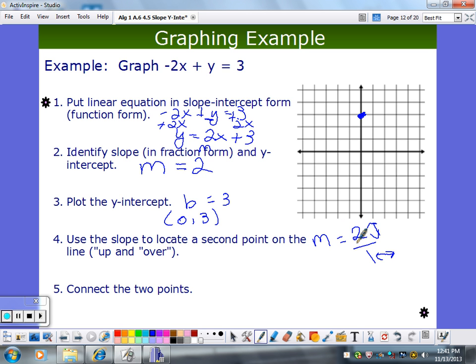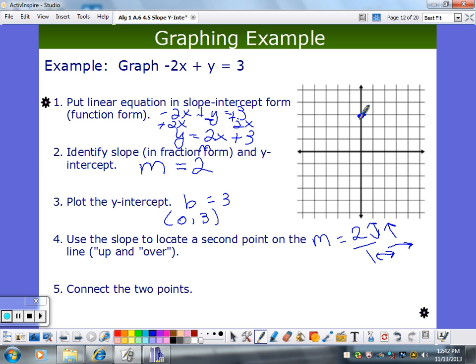So let's see. 2 is a positive number. Is a positive number an up direction or down direction? It's an up direction. And this is a positive 1. Is 1 a positive number going to go to the right or the left? It's going to go to the right. So watch what you do. Everybody with me? This is the big thing. This is the big deal right now.